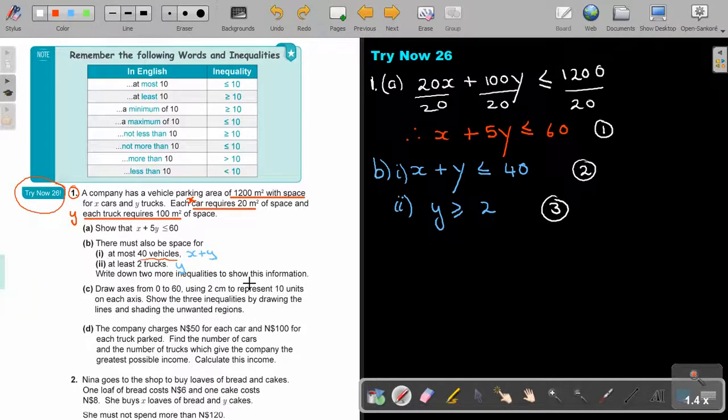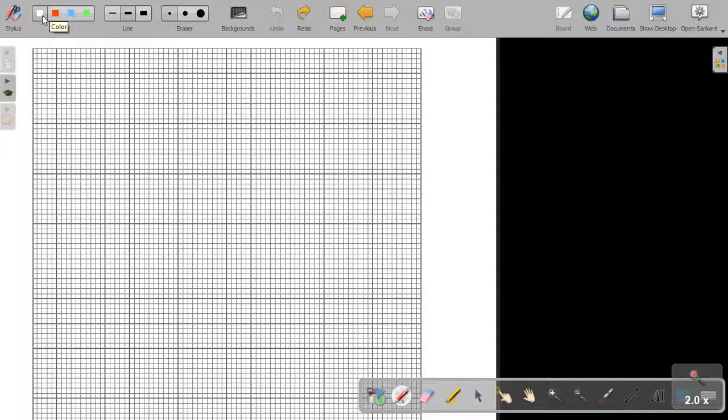Okay, now on the next page, the graph paper, I will now come back. I'm just going to write quickly that inequalities down, which I'm going to draw. So it was x plus 5y is smaller and equal to 60. And then x plus y is smaller and equal to 40. And then y is bigger and equal to 2.